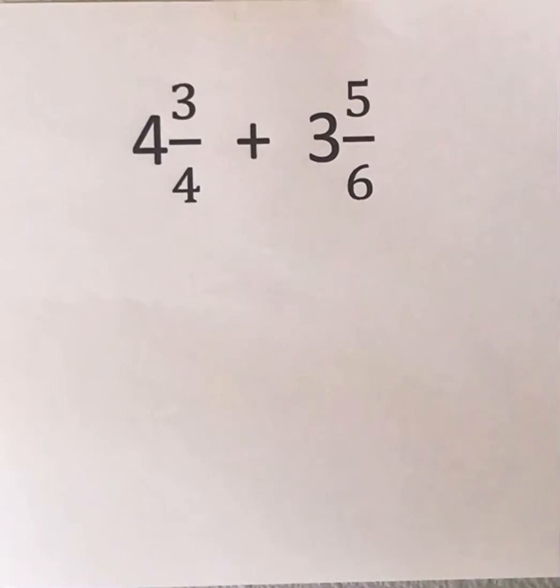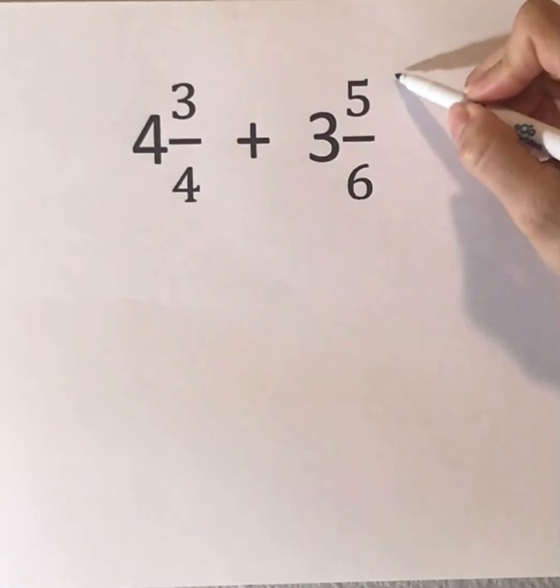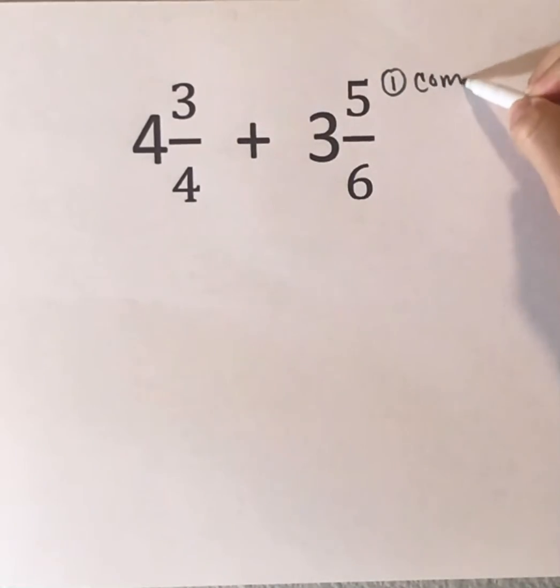All right, we're going to add mixed numbers. So we're going to add 4 3/4 plus 3 5/6. To do that, our first step is to find a common denominator.